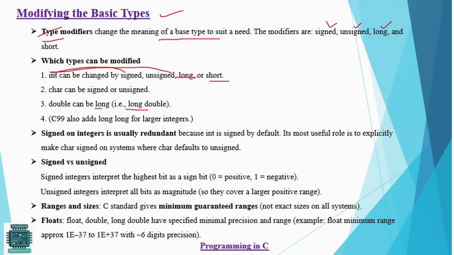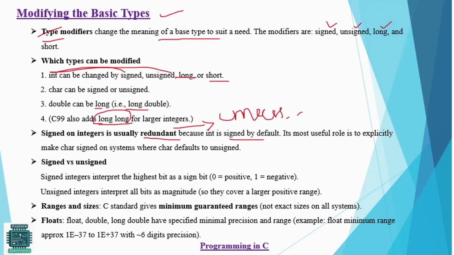And C99 also adds long long for larger integers. Here it is not a repeated word. It is a type. But while writing a program, we won't use this type much. Signed on integers is usually redundant. It means exceeding what is needed or useful. Or to say in one word, we can say unnecessary, which is not required. Like that, continue. Because int is signed by default.